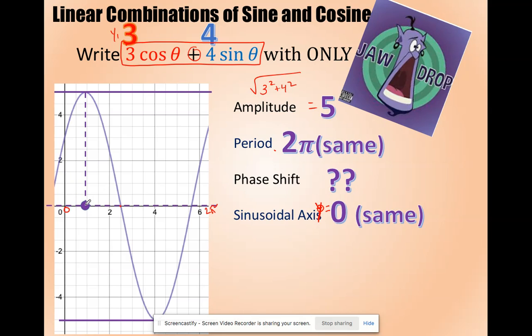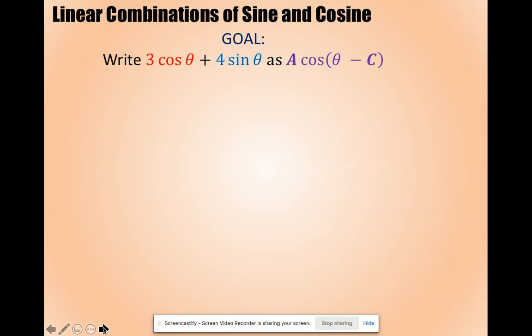There it is, right? This point is where it is. How can I find this distance from the x-axis? Because that's what I want, right? There's my phase shift right there. How far from the y-axis do you start your cosine graph? How can I get that? Well, so far, I have A. I just need my phase shift.